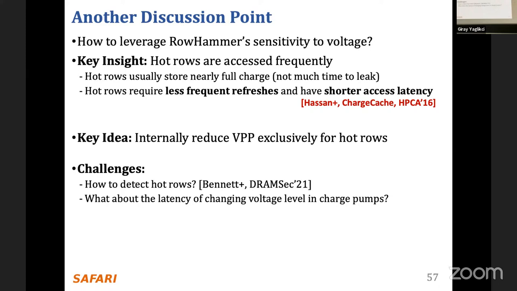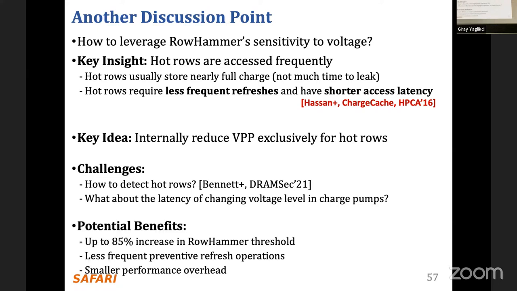But there's also another concern here. When we switch from one VPP level to another VPP level, it will require some settling time, right? What if that settling time is too long for activating rows? Maybe activations are happening more frequently than this. Then it doesn't make sense. So these are things to look at.